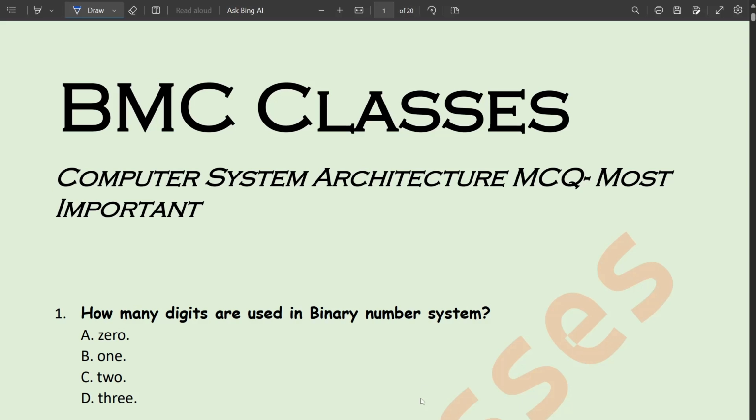Welcome to BMC classes, and today we will discuss the 100 most important questions related to computer architecture. This is also important for the BSc 4th semester examination.